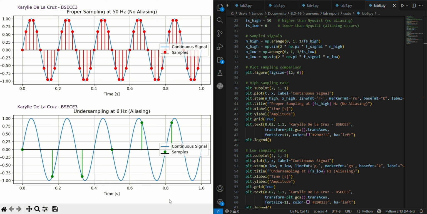Aliasing is one of the most common problems in digital signal processing, and this activity helps you visualize exactly how and why it happens. And that concludes our laboratory activity 6 on sampling and aliasing. I hope this visual demonstration helped you understand the concept clearly.